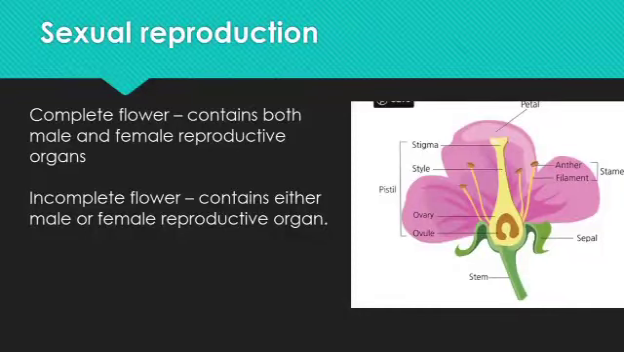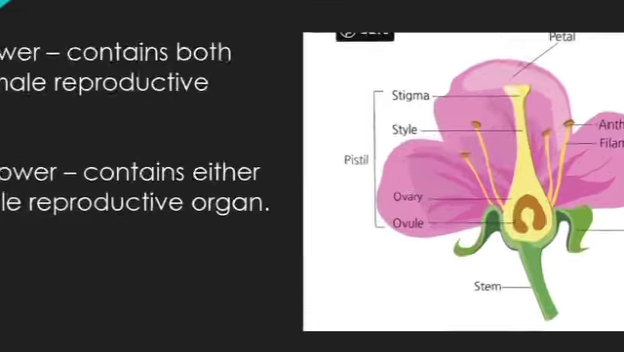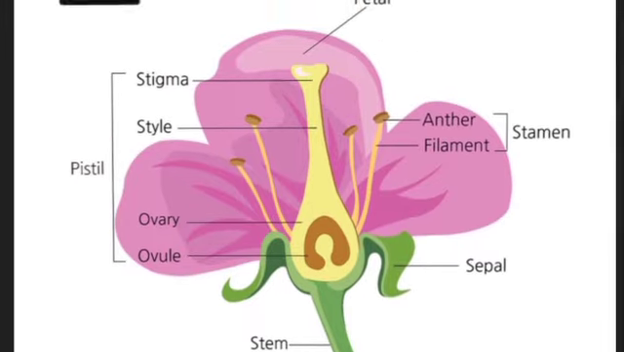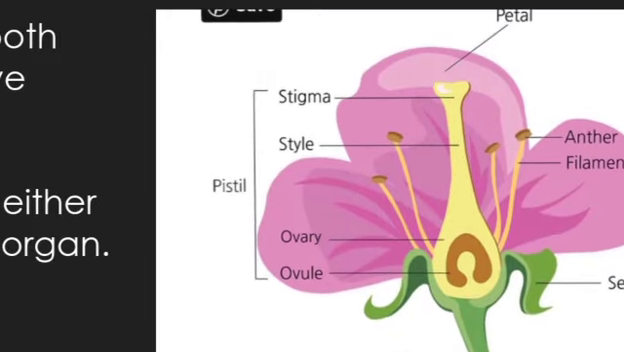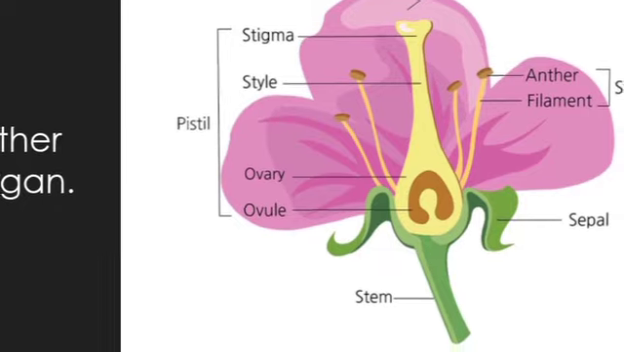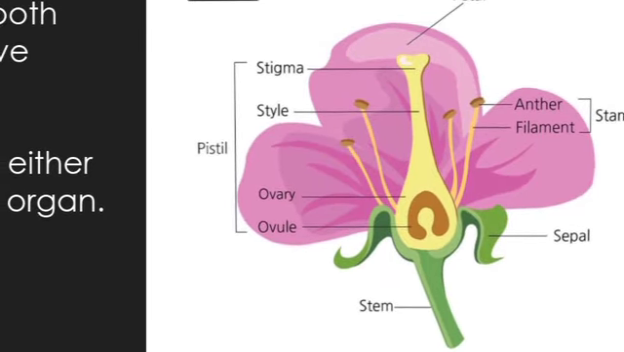Hello children, this is the continuation of the chapter Reproduction in Plants, and today we'll go through sexual reproduction. Till now we studied about asexual reproduction, which doesn't involve male and female gametes. Now we will see sexual reproduction in plants. So if you see the diagram here, this is the sexual reproductive part of the plant, that is flower.